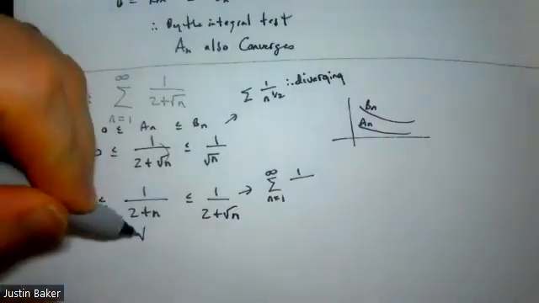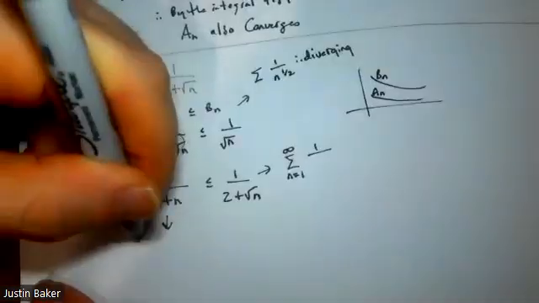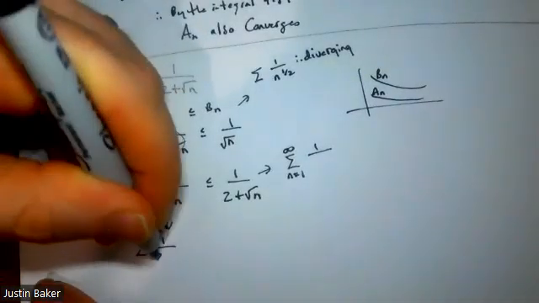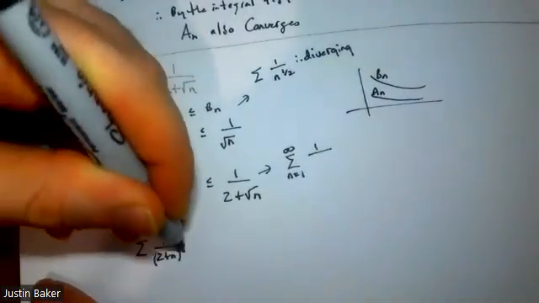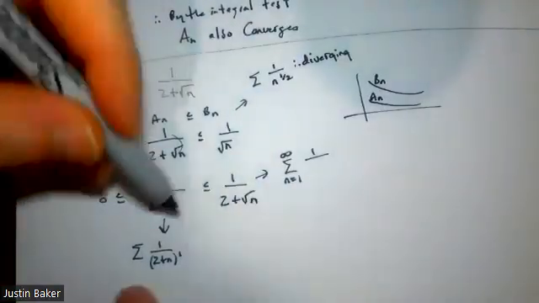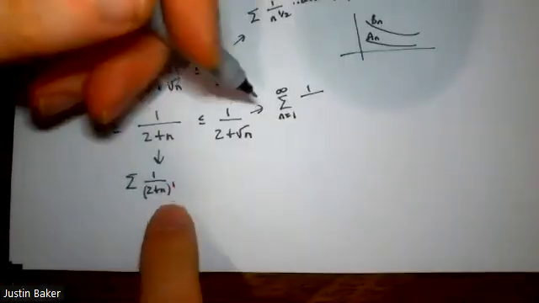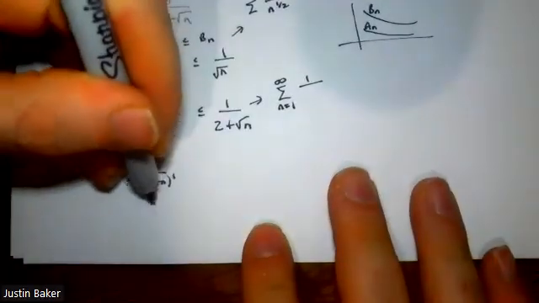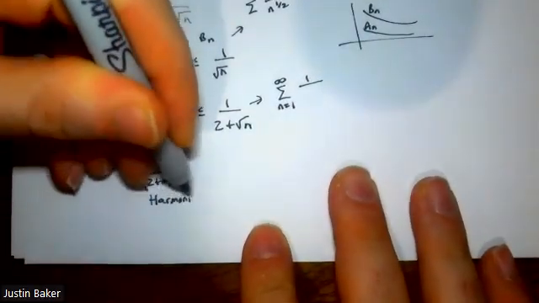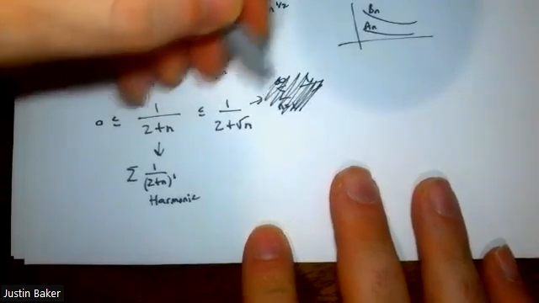Actually, I think an easier way, what if we just call this one right here? Because if I can call this one the summation of 1 over 2 plus n to the first power, that's a p series and the power is 1. And if the power is 1, that's harmonic. So I'm going to scrap that idea now that I'm sitting here.